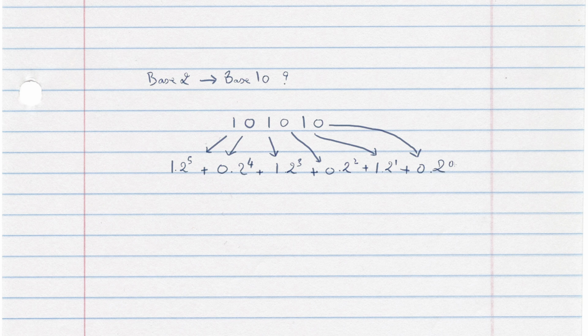And now we just do the operation. We have to know our powers of 2, it's easier. And here we have 32 plus 8 plus 2, so 42.